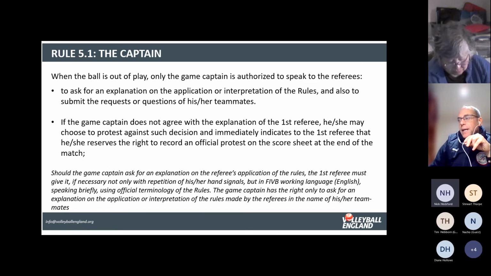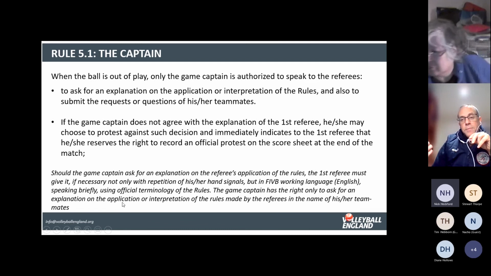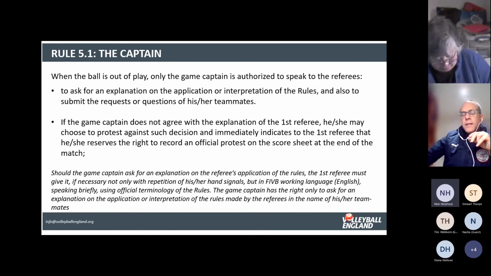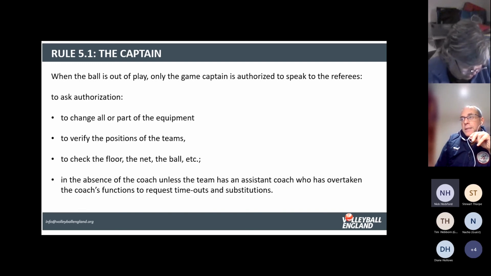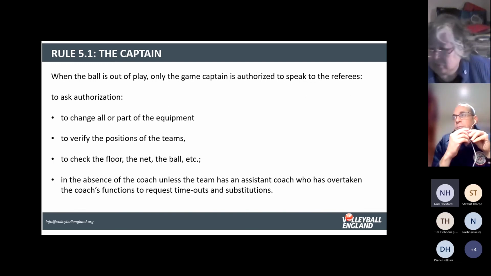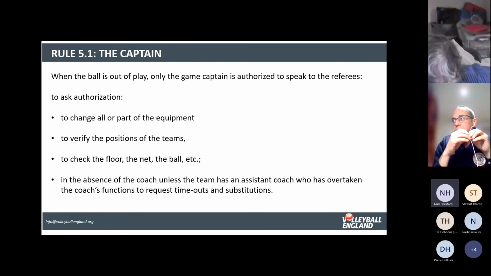Okay. The game captain has the right only to ask for an explanation or on the application or interpretation of the rules made by the referees in the name of his or her teammates. So again, this is where other players may start. Oh, but if they want to ask the question, then it has to go through the game captain. Sorry. Once the ball is out of play, only the game captain is authorized to speak to the referees.